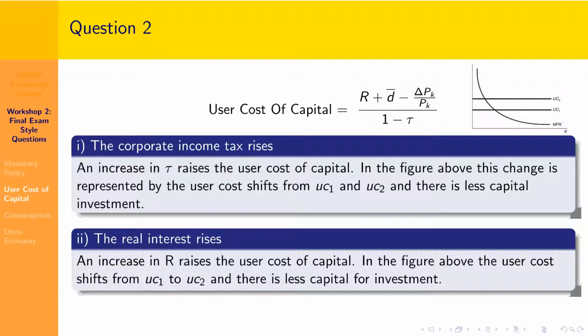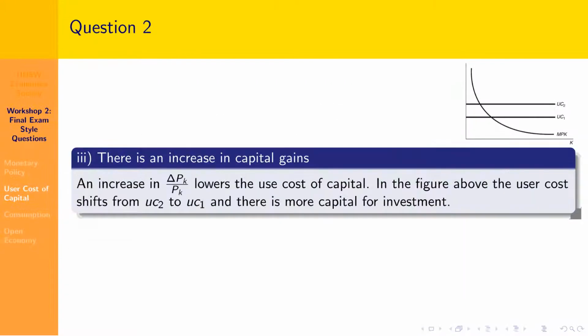2. The real interest rate rises. An increase in the real interest rate, which is represented by R, raises the user cost of capital. In the figure above, the user cost shifts from UC1 to UC2, which also leads to a reduction in capital investment.